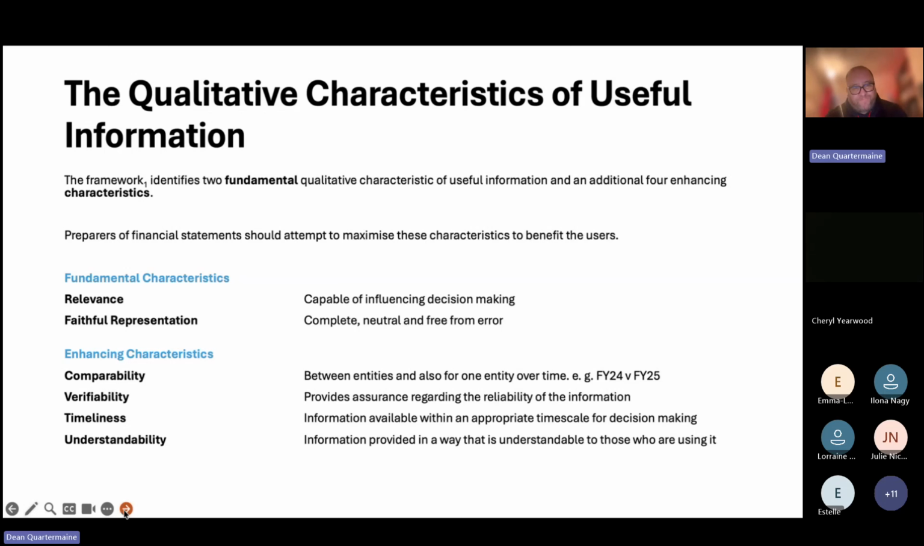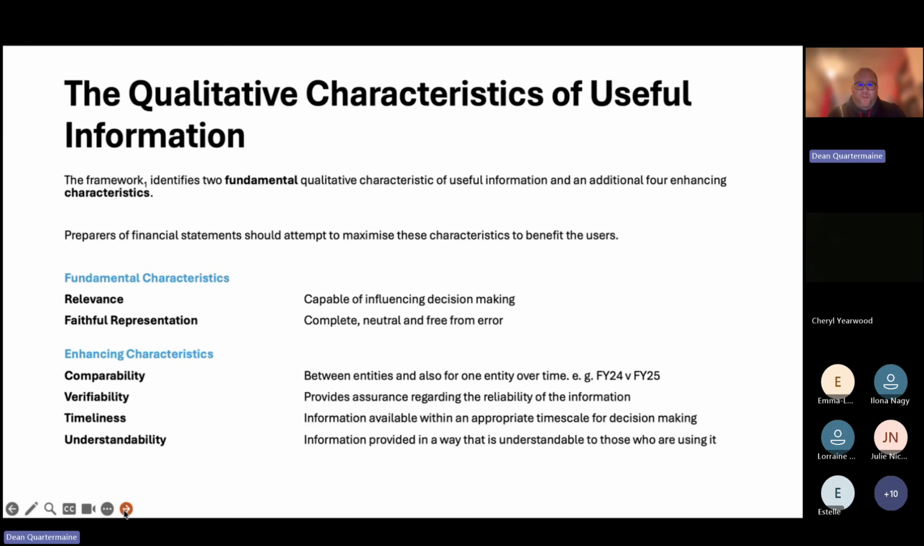Now, I think some of the enhancing ones, personally, are closer to being fundamental, but we'll go through them. So, the two fundamental characteristics, one is around relevance. What we mean by that is it must be capable of influencing decision making. So it needs to be relevant to decisions we're hopefully going to make, and it needs to be capable of influencing decision-making processes. The second characteristic is around faithful representation.